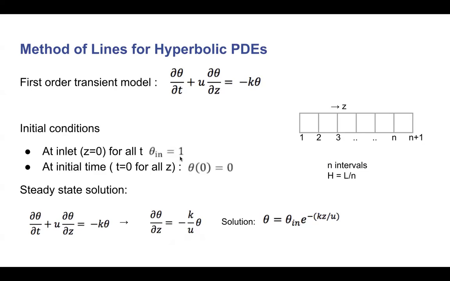If your rod is like this, what has been drawn here, you have n intervals, so each interval is L divided by n. This is the first point to the n plus 1 point. At this first point, theta value is equal to 1. That is the one condition given with respect to position. Now at t equal to 0, you can assume the rest of the points to be 0. So that is one condition with respect to time, one condition with respect to position.